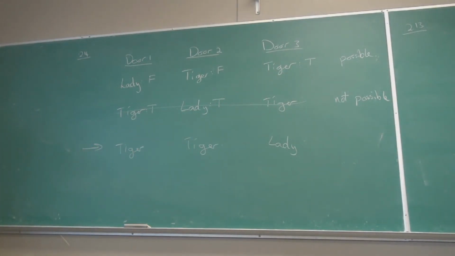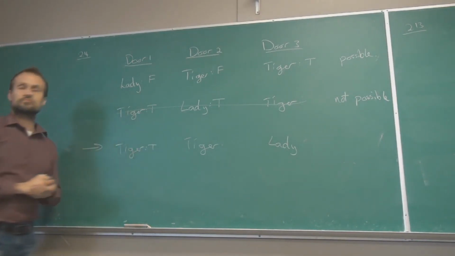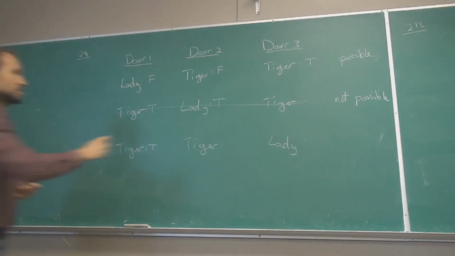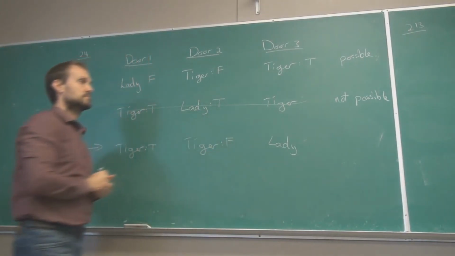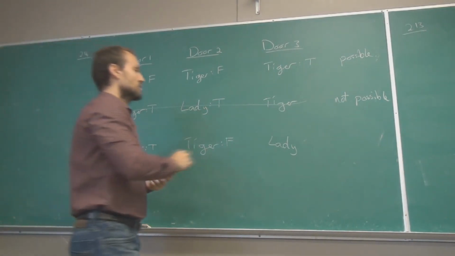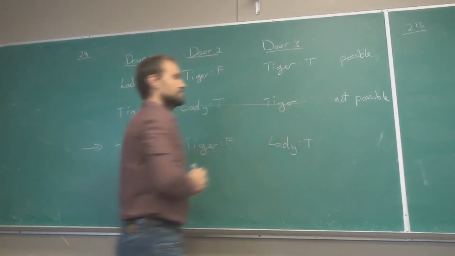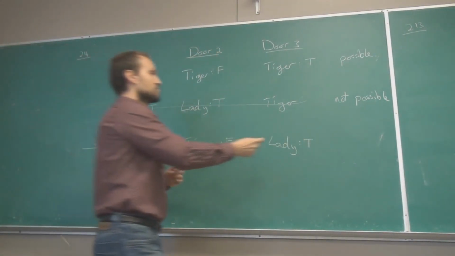Last one, tiger, tiger, lady. Door 1 says a tiger is in this room. True. Door 2 says a lady is in this room. False. Well, I only have 1 true. What's going to happen? Door 3 says a tiger is in room 2. True. Conclusion? Not possible. I have 2 truths.